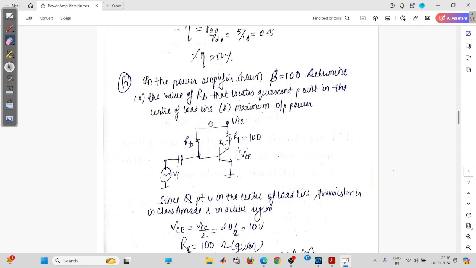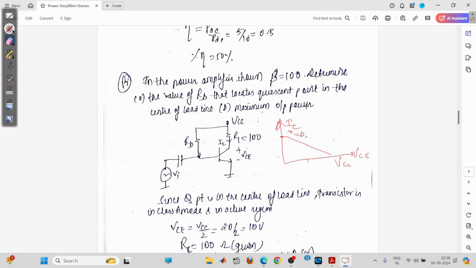Now you can see there is no transformer coupling in this class A power amplifier as such. So this is the normal class A power amplifier, or you can say this is a direct coupled class A power amplifier, where the beta value is given. Fine. And where is the quiescent point? Quiescent means the operating point. So this is VCE and this one is IC. Suppose I plot like this, this is VCC. Then this one is VCC upon RC.